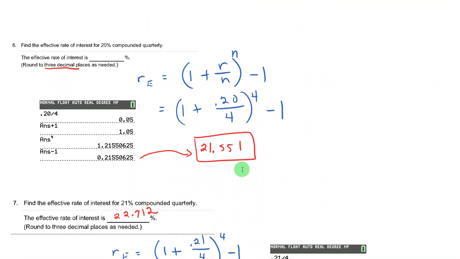Number 6, find the effective rate of interest for 20% compounded quarterly. So we're going to do this. We're going to write the formula out, and then I'm going to plug in. So 1 plus 0.20 divided by 4, because we're quarterly, raised to the 4 as well, and then a minus 1. So my suggestion for you to do this is to start right in here at this piece and do it in little pieces. 0.20 divided by 4, you hit enter. And then you're going to add 1 to that right here, enter. Then you're going to raise it to the 4th power, enter, and then you're going to subtract 1.